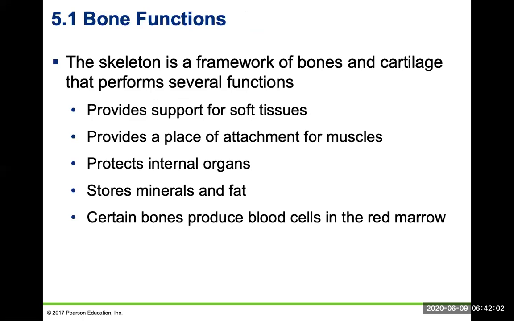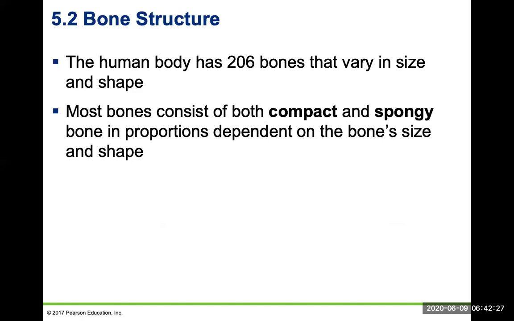The skeleton, as you are probably aware, is a framework of bones and cartilage that performs several functions. And these are the functions listed, and I'll let you read those. A big one is that it protects internal organs such as your brain and your lungs. Also, certain bones produce blood cells in the red marrow, but I'll let you read through those functions of the skeletal system. The human body has 206 bones that vary in size and shape, and most bones consist of both compact and spongy bone, and we'll talk about what that means.